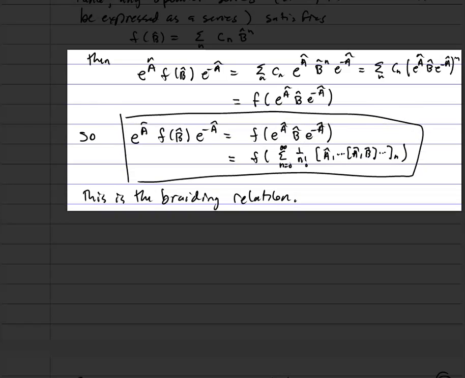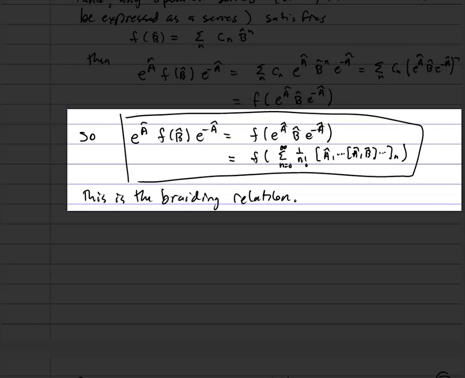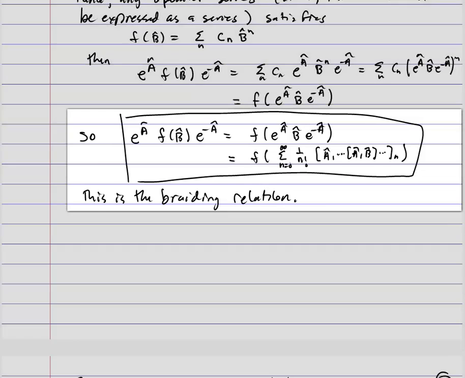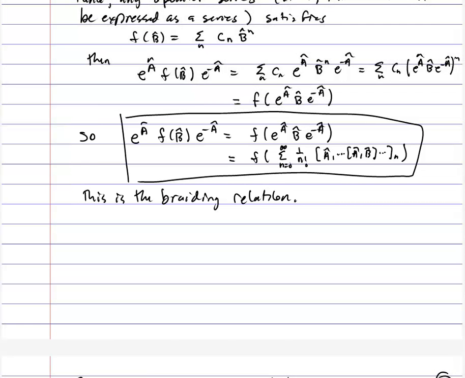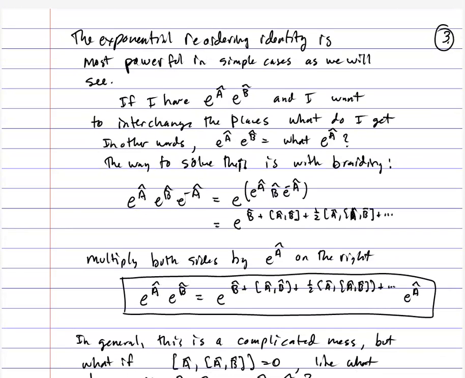So the e to the a, e to the minus a goes into the argument of the function. And now all we do is replace the argument of the function by the Hadamard lemma, which replaces it by the sum n equals 0 to infinity, 1 over n factorial, the sum of the n-fold nested commutators of a with b. And this relationship, where we've put that Hadamard lemma into the argument of the function, is called the Braiding relation. It's a very powerful relation. It's very similar to the Hadamard lemma itself. We don't make it out as another one of our 5 critical operator identities. It's sort of a corollary to the Hadamard lemma. All right, on to the next one.